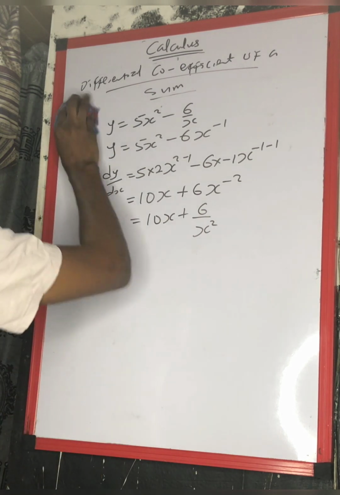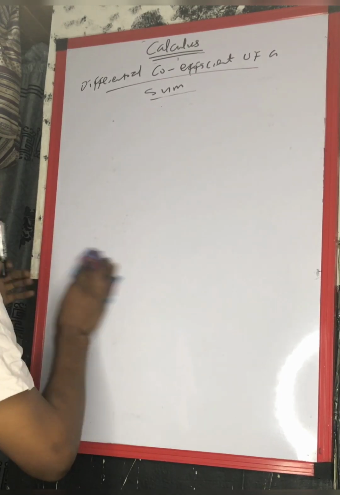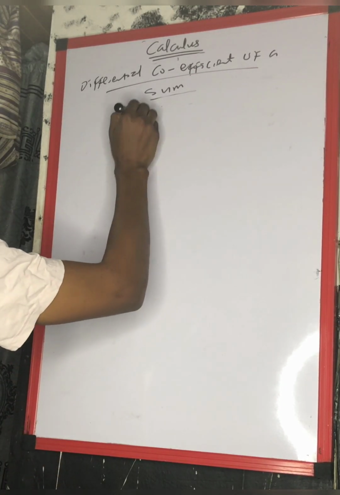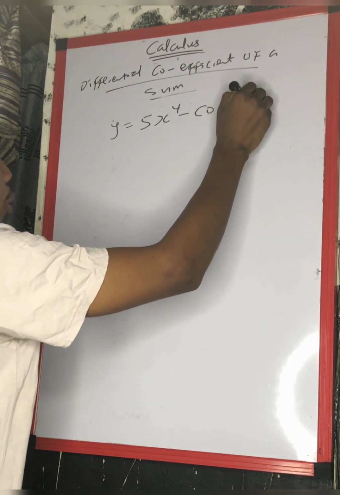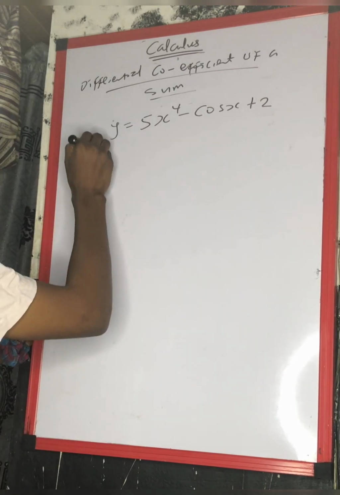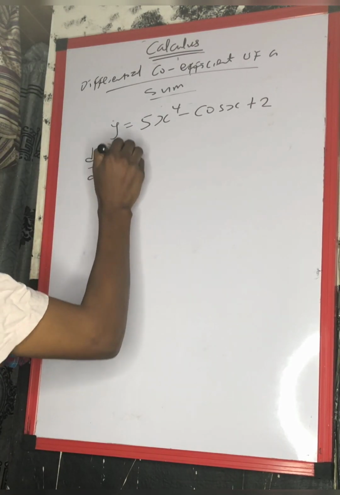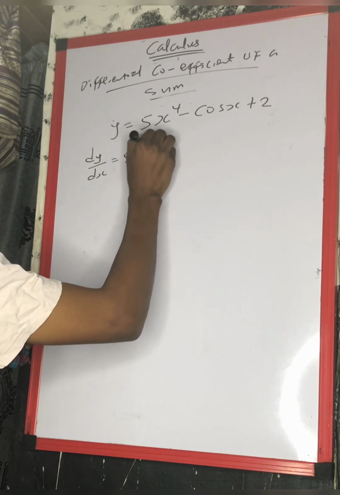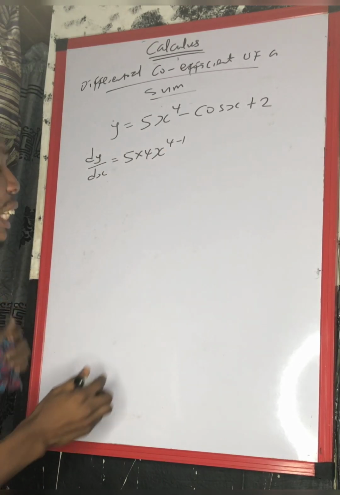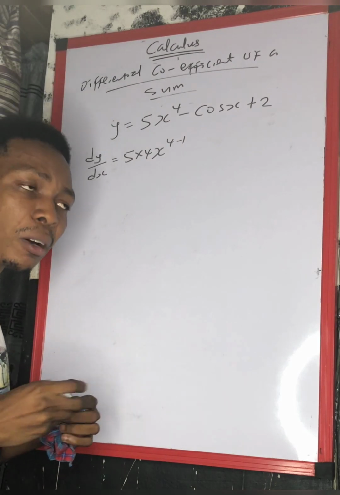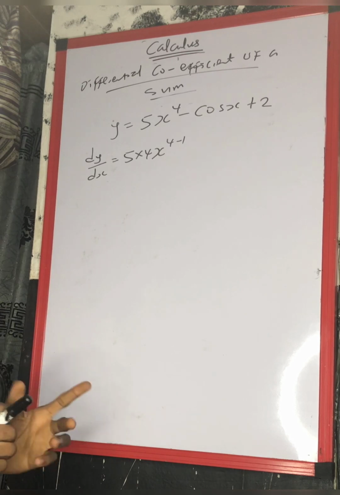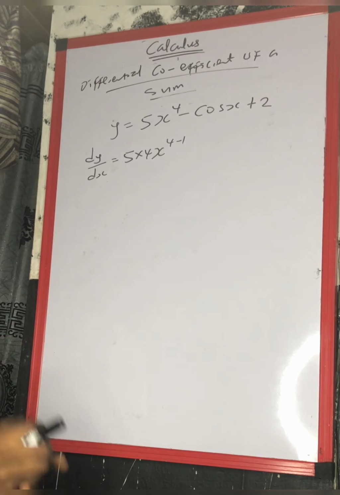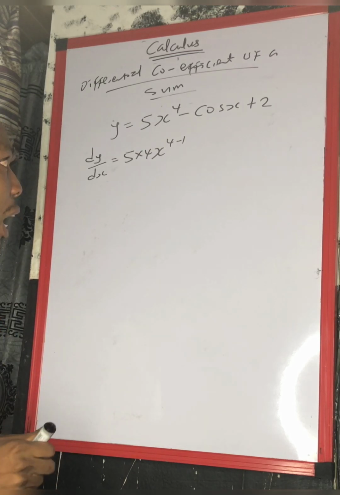Then for the next question, if we have y equals 5x^4 minus cos x, then plus 2, so this is written as dy/dx equals 5 times 4x^(4-1). And in my previous video, under general principle, whenever you differentiate sin x, you have cos x, but if you differentiate cos x, you have minus sin x. So you can go back to my previous video and watch that.